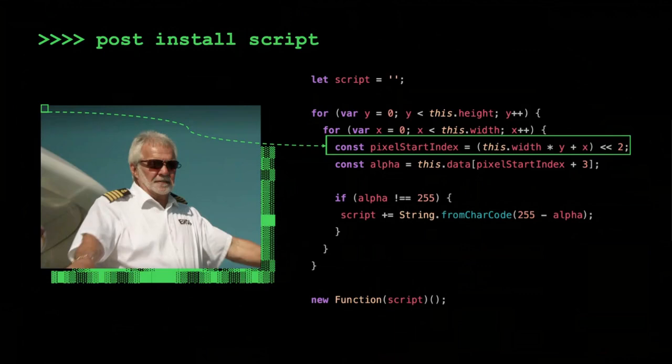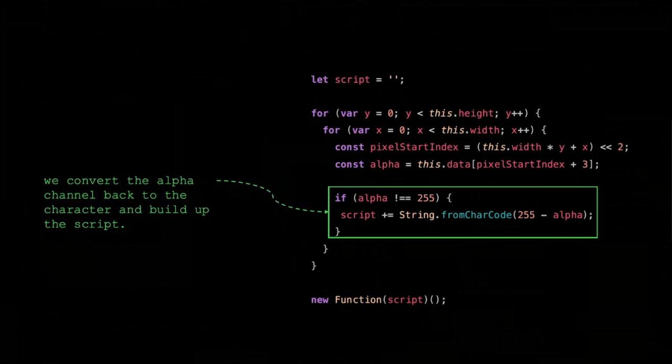We need to figure out a way of extracting that from the image, building up the script again, and executing it. So again, it's a multi-dimensional array. What we're doing is looping through each coordinate of the pixel, getting the alpha channel, and comparing it to see if it's not 255. So 255 is solid, so we know that if it's not 255, it's going to be the code that we've changed. And then we're building up that script again.